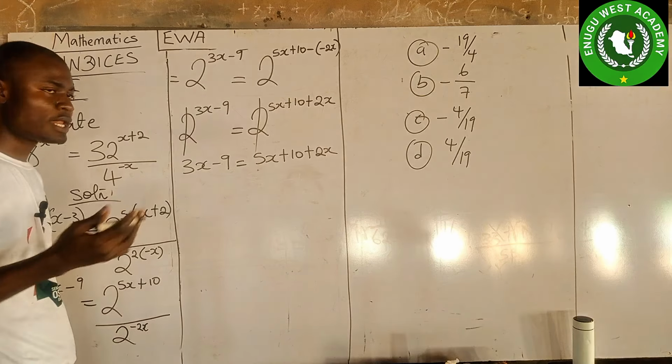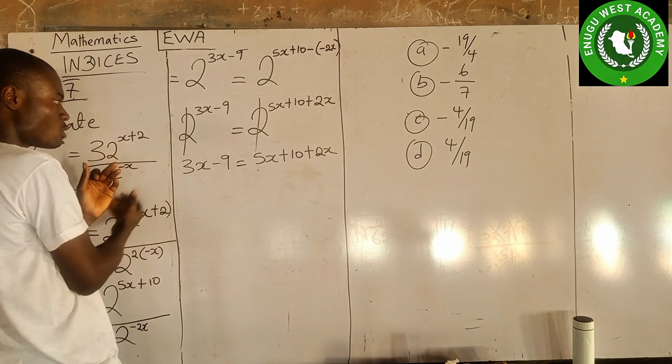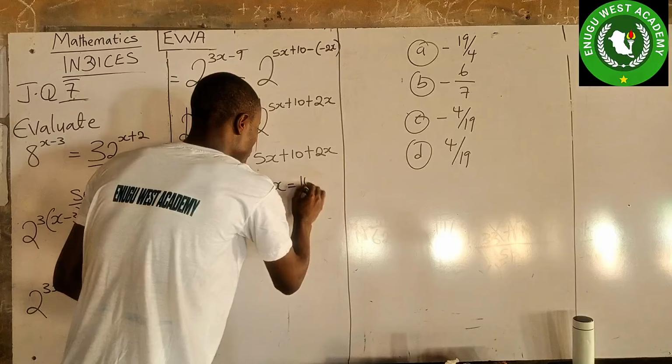Now collect like terms together. So those that have x should come this side, then the numbers should go the other side. So we are going to have 3x. If 5x comes here, we have minus 5x. If 2x comes here, we're going to have minus 2x. Remember, there is plus, it will be minus. So this will be equal to, now, 5x and 2x went here. What remains here is 10.